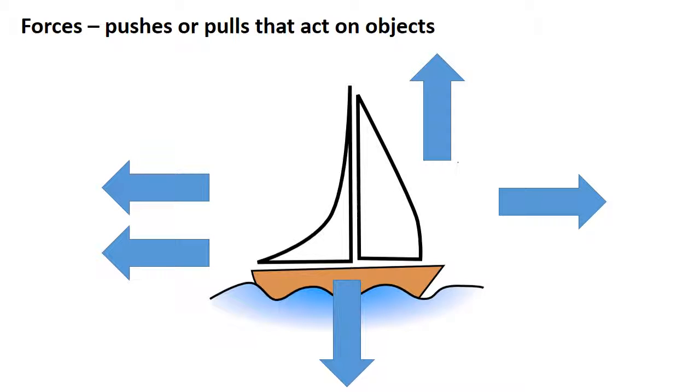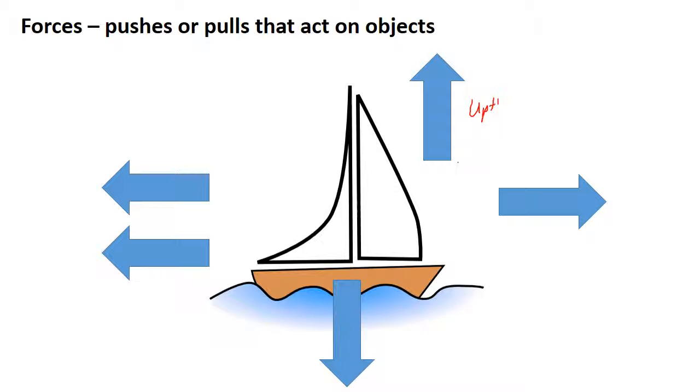We're going to look at forces and then move on to doing lots of calculations with forces. So starting off, we're going to label a very simple force diagram. Force diagrams show, using arrows, the forces that are acting on an object. And remember, forces are pushes or pulls that act on objects. So there's a fair few acting on this boat here.